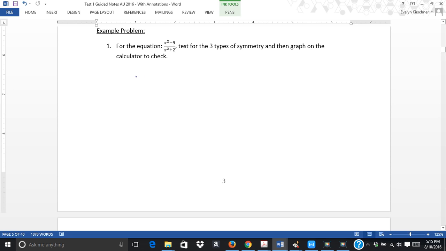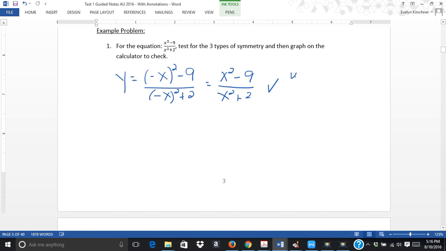Now let's try this example, testing for the 3 types of symmetry. First I'm going to replace x with negative x. So this is y equals negative x squared minus 9 over negative x squared plus 2. That's the same as even, right? A negative times a negative is a positive, and x squared minus 9 over x squared plus 2.